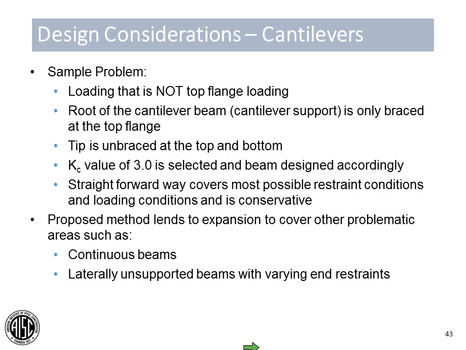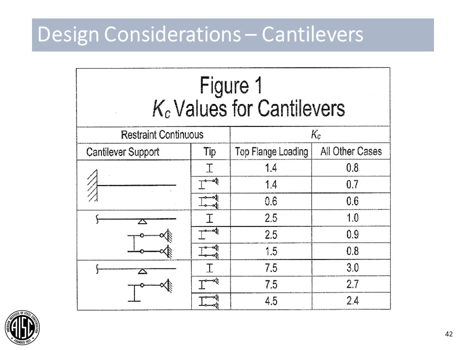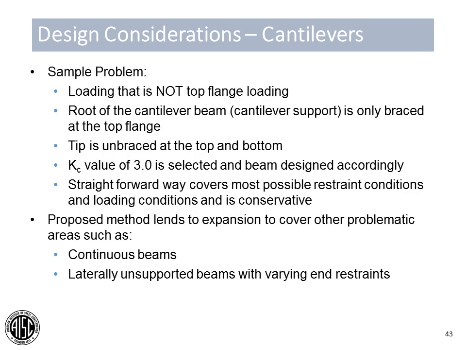Let's look at a real quick example problem. If we have loading that is not at the top flange, the root of the cantilever or the nearest support is only braced at the top flange, and the tip is completely unbraced. If we go back to that previous slide, you've got the top flange of your cantilever braced, the tip of your cantilever completely unbraced, and you have non-top flange loading, you will wind up with a K sub C factor of 3. This is then used to modify your allowable moment capacity.